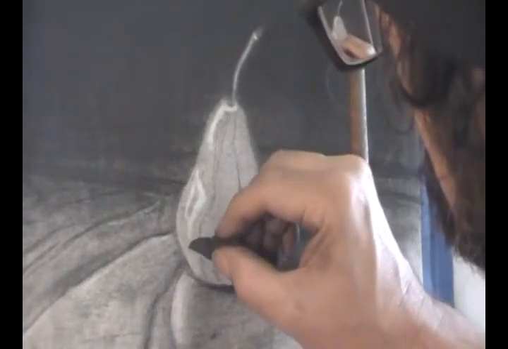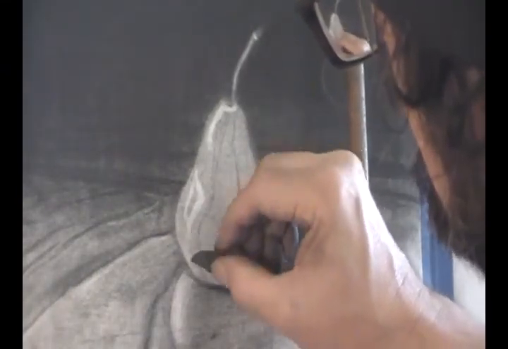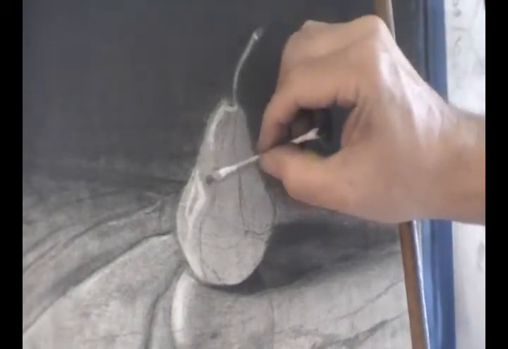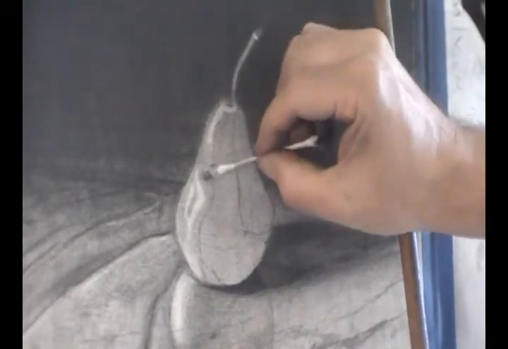I might be in the way. I'm sorry if I am. Try not to be. See, I'm using the eraser to kind of draw. Now there's a weird shape in the pear, like there's an indentation here that has to be respected.